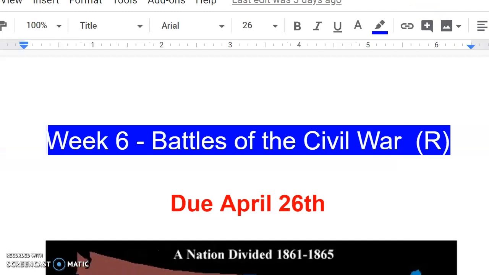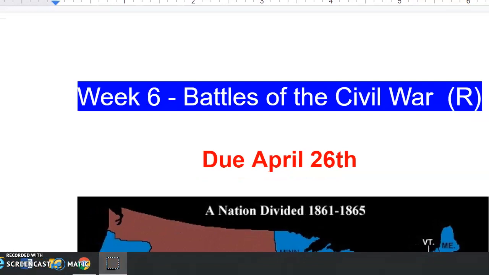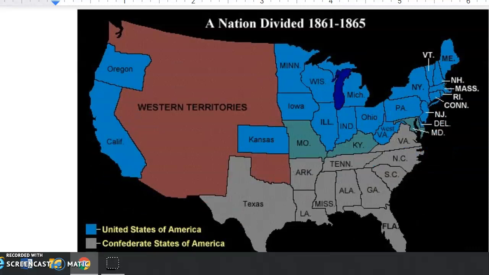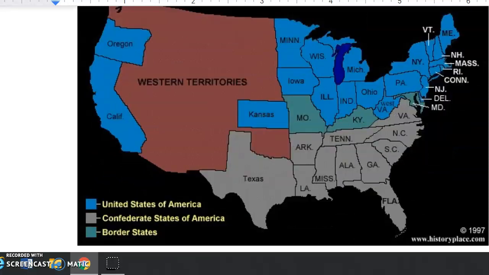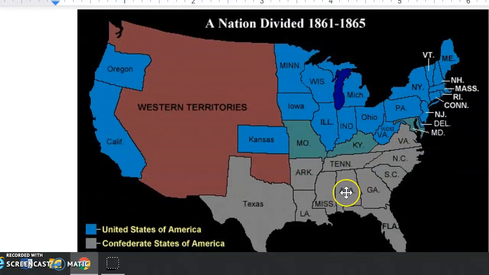Now, you've already learned in the past ones, the sectionalism, the road to the Civil War, that the Union and the South have broken away. That's called sectionalism. The South has seceded from the Union. The Union is the United States.